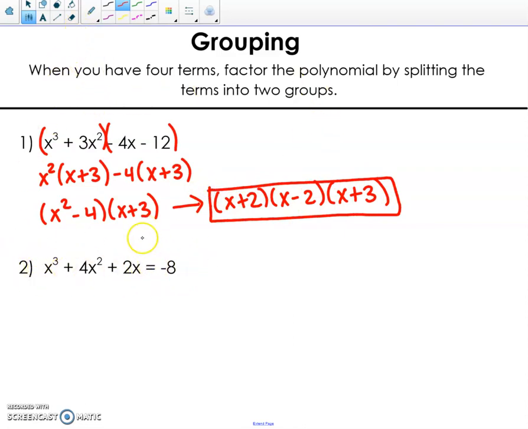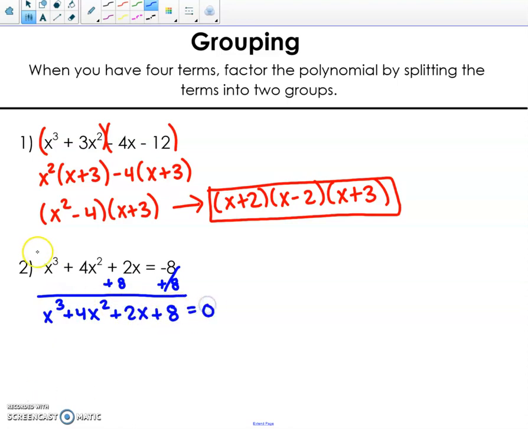In number 2, we have an equal sign. That means that we're going to be solving. In order to factor this, the first thing we have to do is make sure that it's set equal to 0. So we're going to add 8 to the other side. So we have x cubed plus 4x squared plus 2x plus 8 equals 0. Okay, so we see those 4 terms. That indicates we're going to be using grouping.